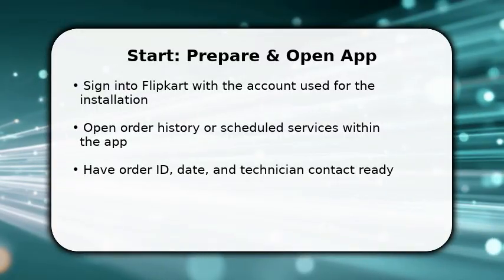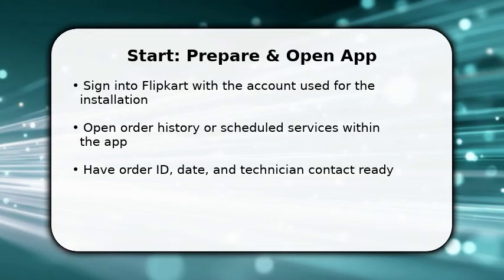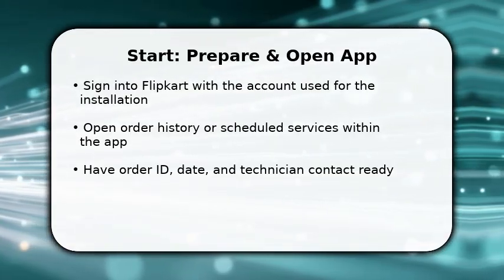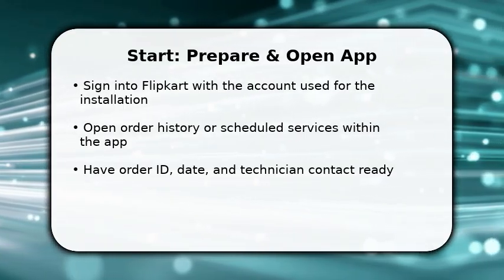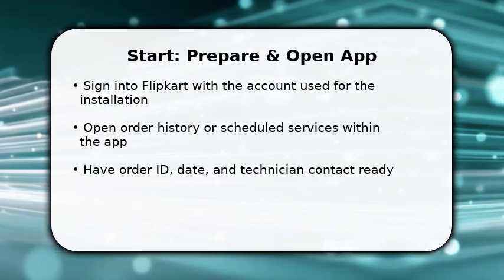You begin by opening Flipkart and signing in with the account tied to your installation. Once there, go straight to Orders or My Services to locate the installation booking. You need the order ID to act fast. Make sure you have the technician's name or contact visible, because you'll reference it when canceling.